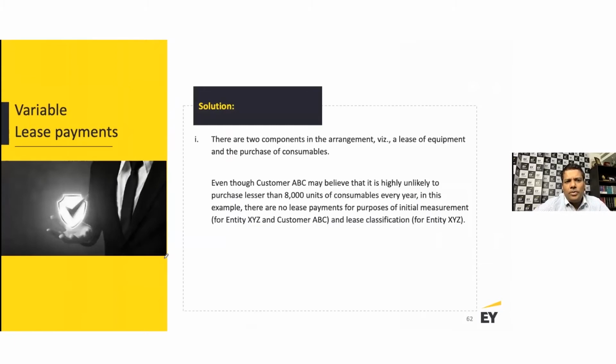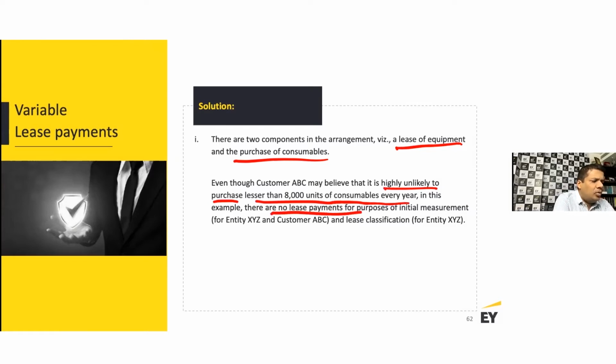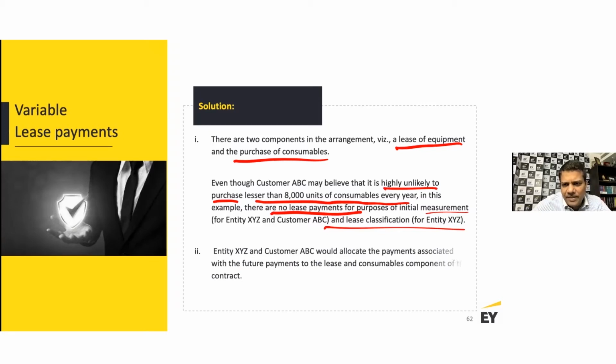There are two components in the arrangement. One is the medical equipment, which I'm taking, and the other is the purchase of consumables, right? These are the two things for which I'm paying a composite price of 100 per unit. Now, even though customer ABC may believe that it is highly unlikely to purchase less than 8,000 units of consumables every year, there are no lease payments for purchases for the purpose of initial measurement and lease classification. So essentially, we need to do nothing, right?